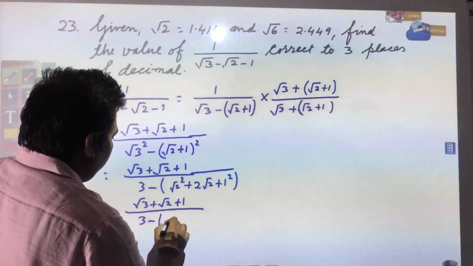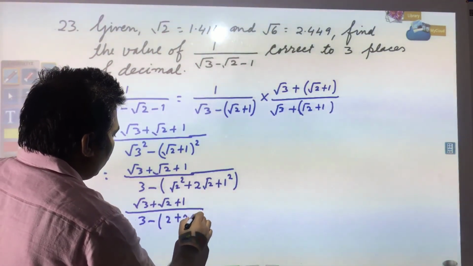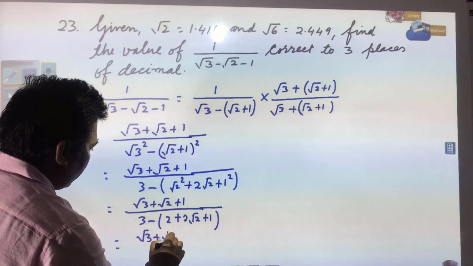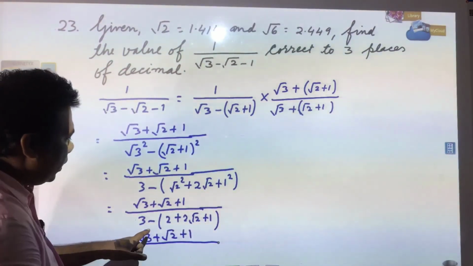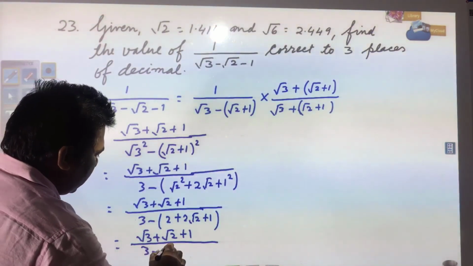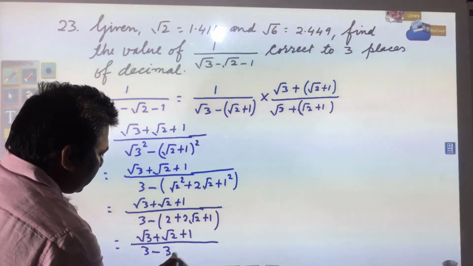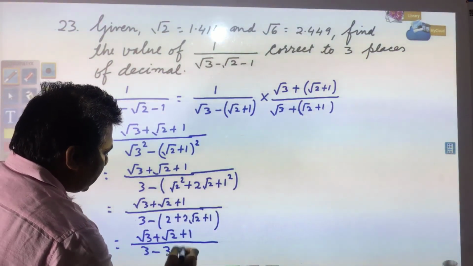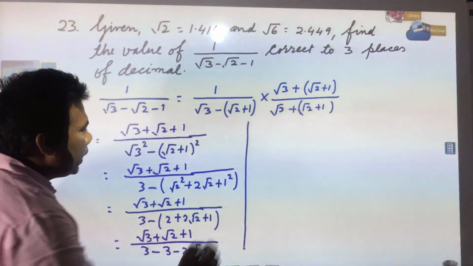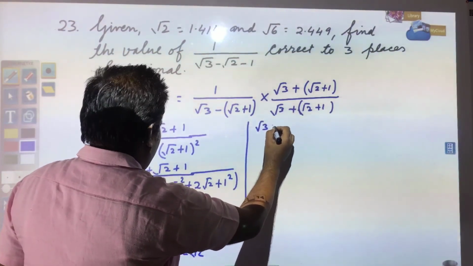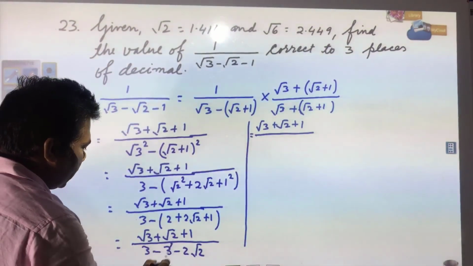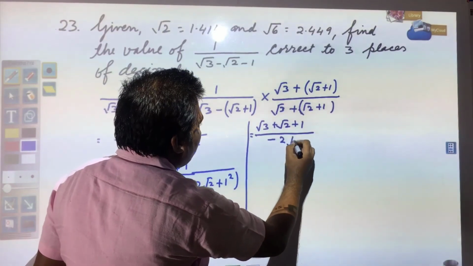So, this will be root 3 plus root 2 plus 1 divided by 3 minus, root 2 square is equal to 2, plus 2 root 2 and plus 1. Then you will have root 3 plus root 2 plus 1 divided by, here you see 2 plus 1 is equal to 3. So, 3 minus 3, and minus into plus will be minus 2 root 2. So, what you will get? You will get root 3 plus root 2 plus 1 divided by, 3 and 3 got cancelled. So, you are left with minus 2 root 2.